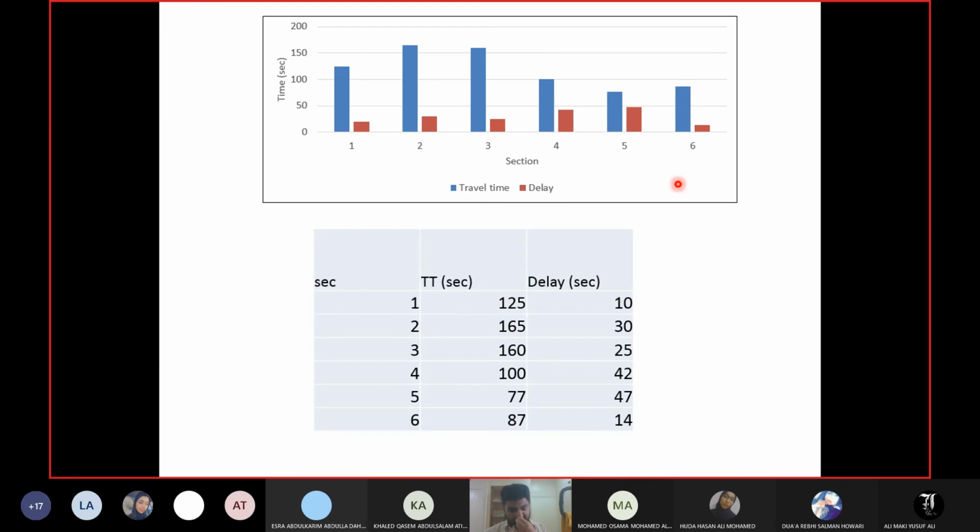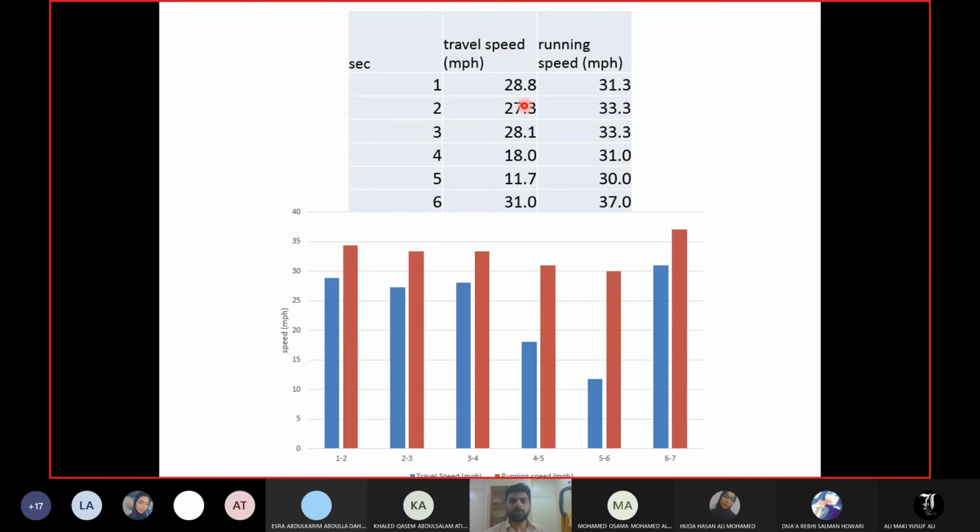So this is the travel time and delay table, and these are the values. These are the values plotted for travel speed and running speed, because it asked me to plot the values. Obviously running speed is higher than travel speed because travel speed contains the delay as well, right? For calculating travel speed, I use travel time, which contains delay.